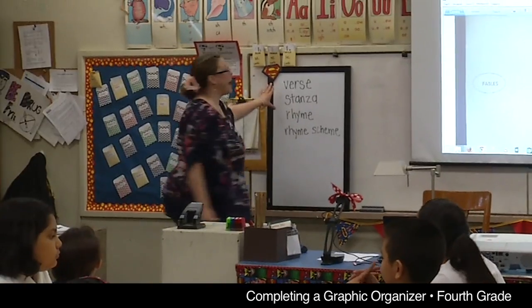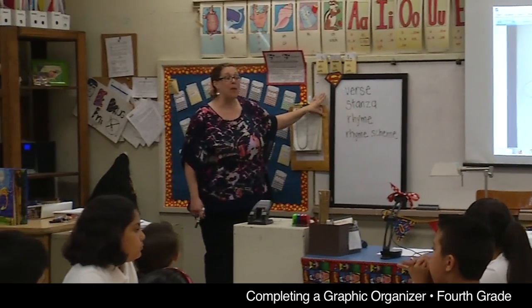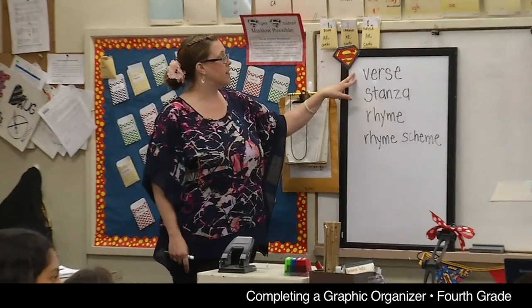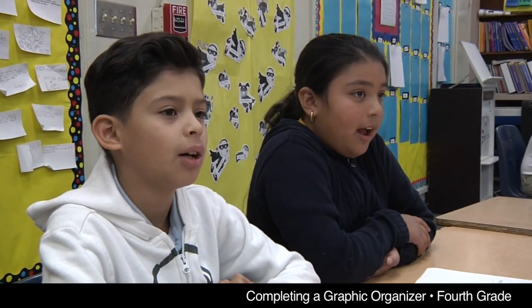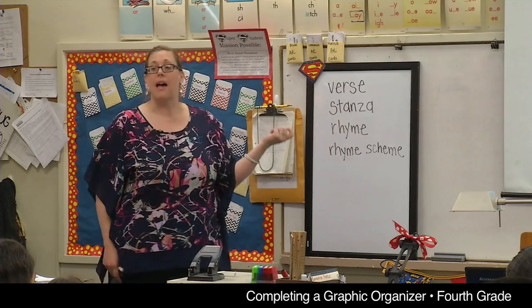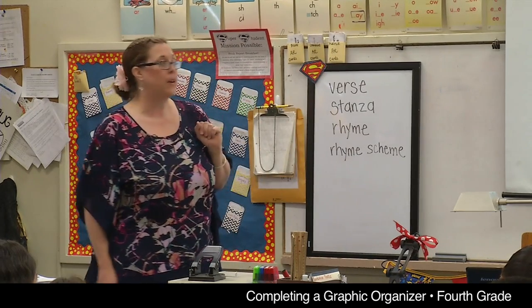Let's check back in with our academic words that we learned yesterday with elements of poetry. My turn, your turn. Verse. Verse. Stanza. Stanza. Rhyme. Rhyme. Rhyme scheme. Rhyme scheme. Good, we're going to use these academic words when we complete our graphic organizer.